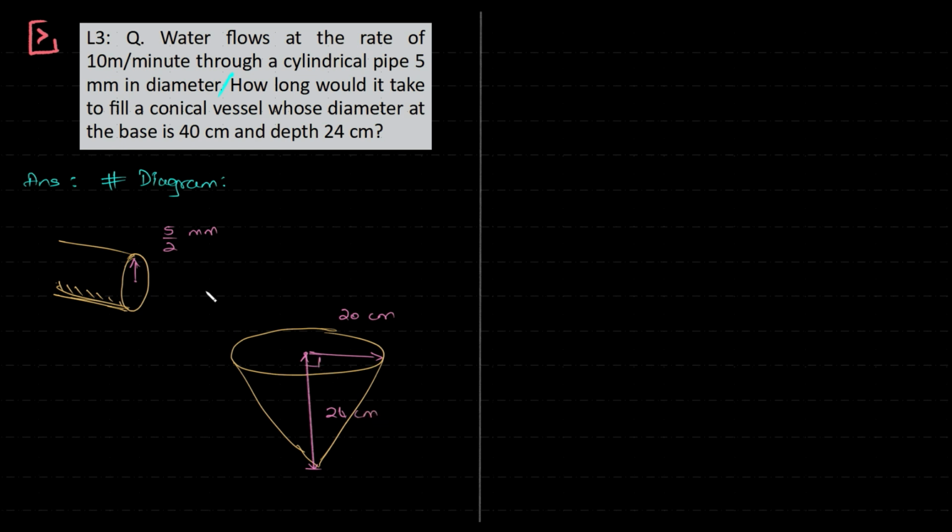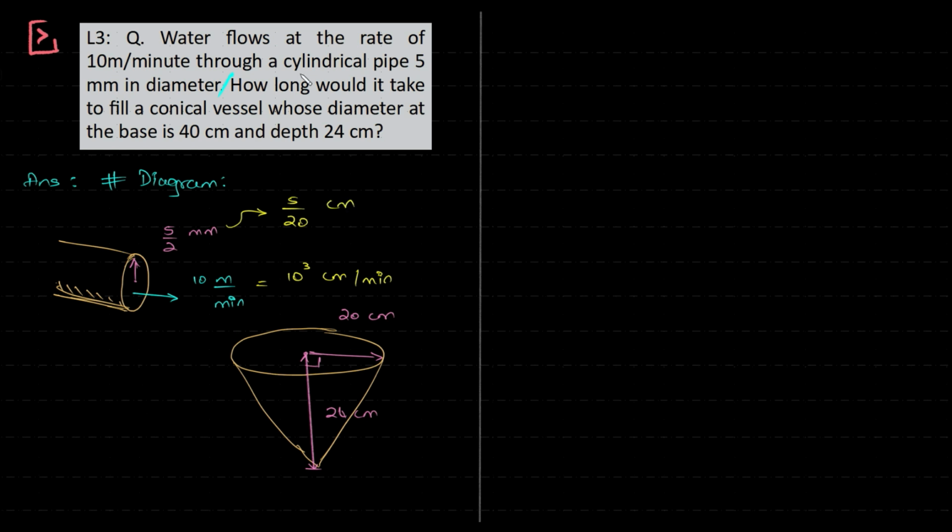Okay, and we have the water that is coming out of the pipe at a rate of 10 meter per minute. So let's look at the unit. So this is in centimeter, centimeter. So let's convert all of them to centimeter. So this is 10 to the power of 3 centimeter per minute. I'll show you how to do this. And this would be 5/20 centimeter. Okay, all the units are good.